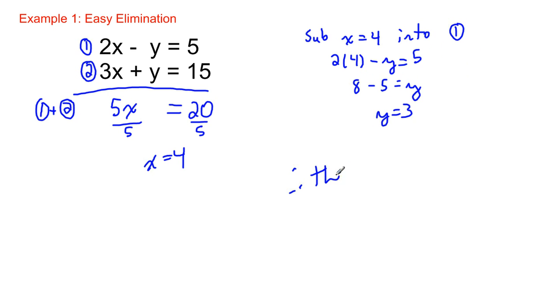Therefore, the solution is (4, 3). Okay, and you want to make sure that you give a concluding statement with the solution as an ordered pair, making sure you remember the parentheses. Okay, that was fairly straightforward. We're going to go through the next one a little faster.